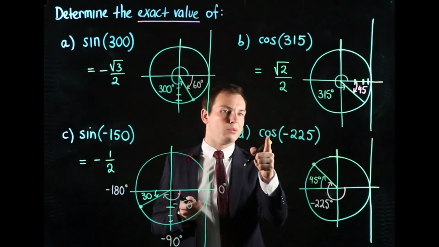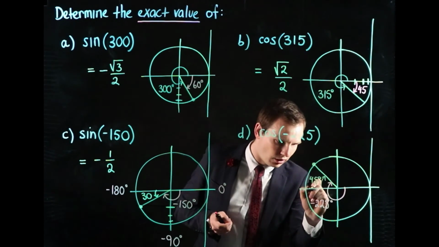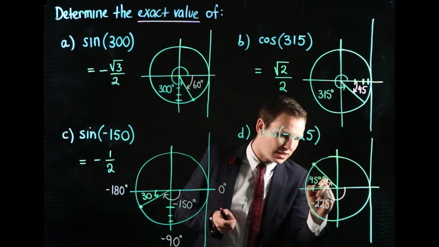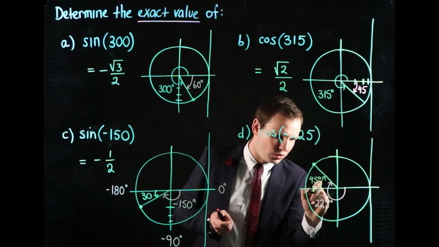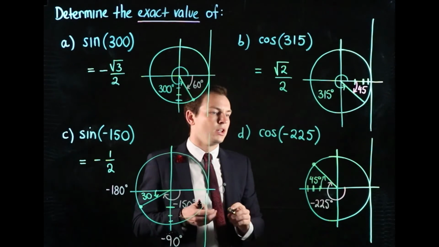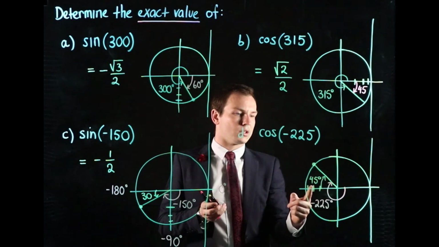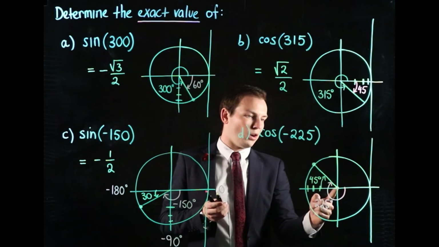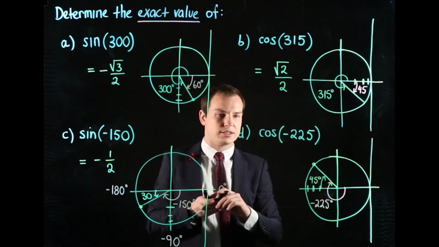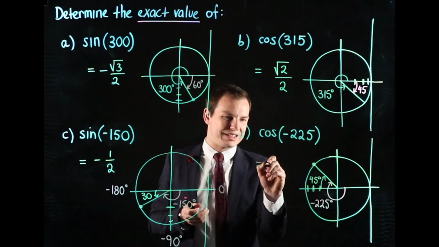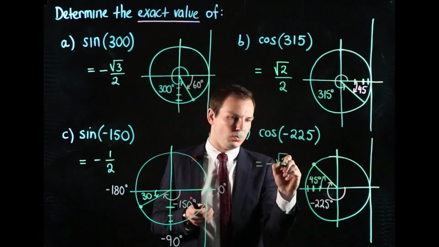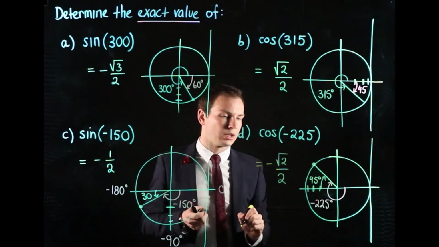For cosine, we want to read the x value there. So we go down here. And our pattern says it would be something like root 1 on 2, root 2 on 2, root 3 on 2. So 45 takes us to the middle exact value, which is root 2 on 2, and we're on the negative side of the x-axis. So the answer to this question is negative root 2 over 2.